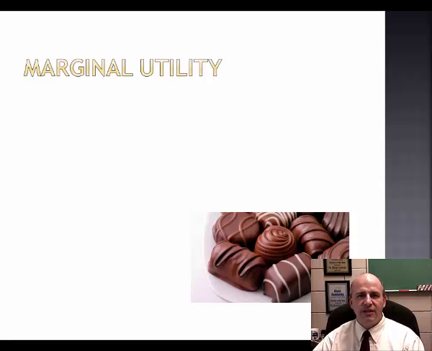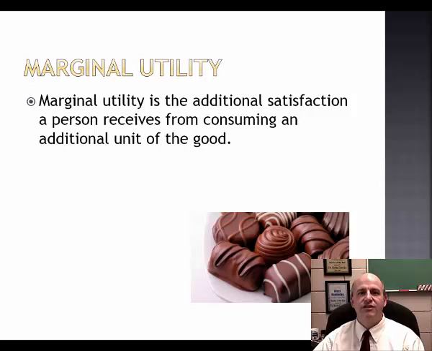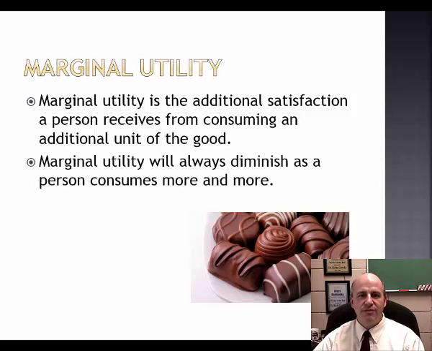The third piece, well, it's okay. Maybe it only gave us 10 units of satisfaction. Maybe by the time you ate the sixth piece of chocolate, you're actually getting sick. So maybe that sixth piece of chocolate is a negative measure of satisfaction. It actually took away your happiness. So what we're really interested in is the marginal utility. Marginal utility is the additional satisfaction that a person receives from consuming an additional unit of the good. And marginal utility will always diminish the more we consume of a good.